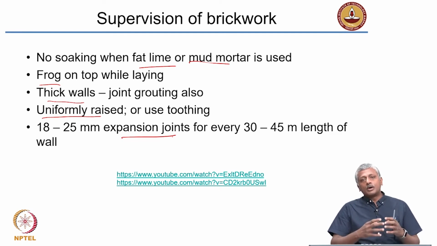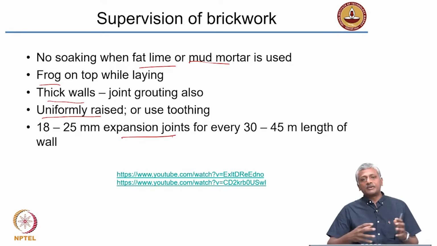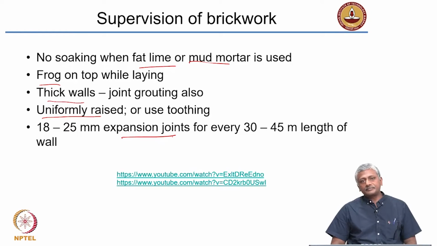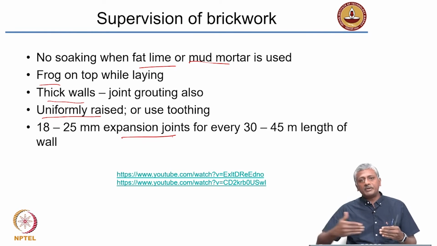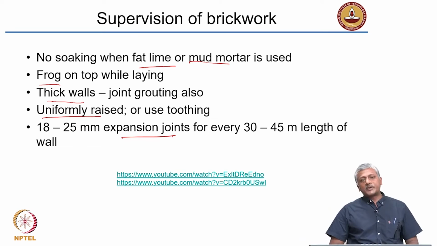So, if the wall is of a very long length, the accumulated stresses over a very long length will be too high and cause the wall to crack. So, instead of this, what we typically do is, in between the wall at about every 30 to 45 meters length of the wall, we leave what is called an expansion joint.